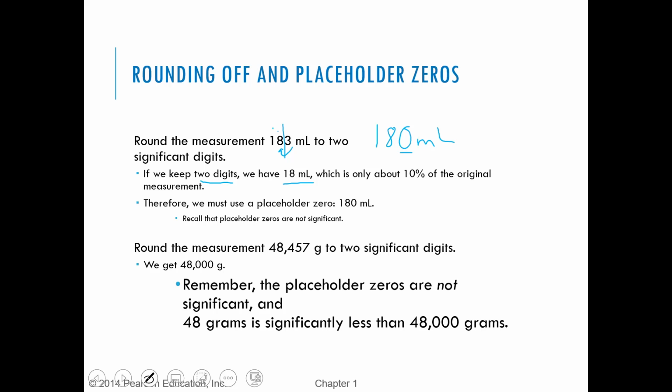Round this 48,457 to 2 sig figs. So again, I would say 1, 2. That 4 is not going to round that 8 up. So I'm just going to write 48,000. So for all those, I'm just going to put zeros as placeholders. So 48,000 grams.